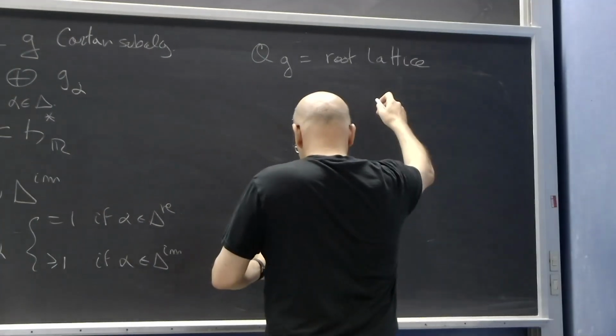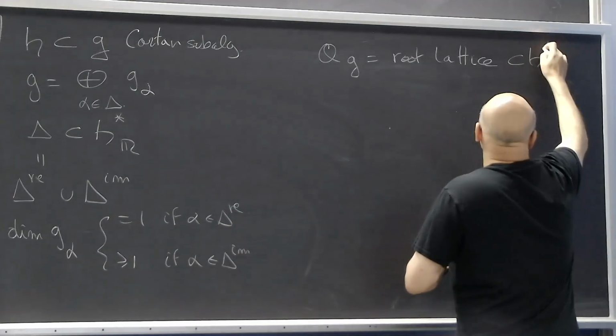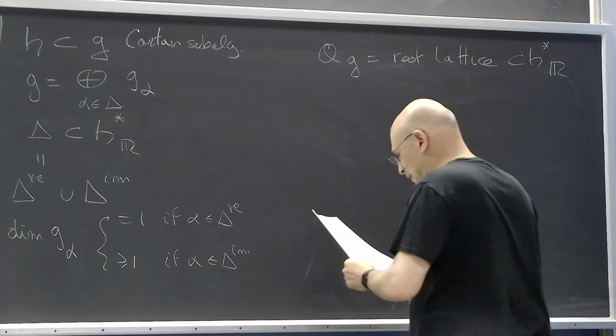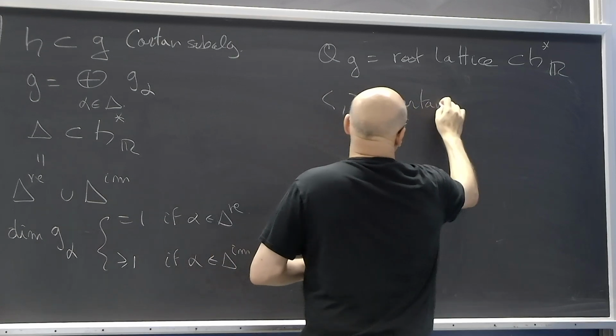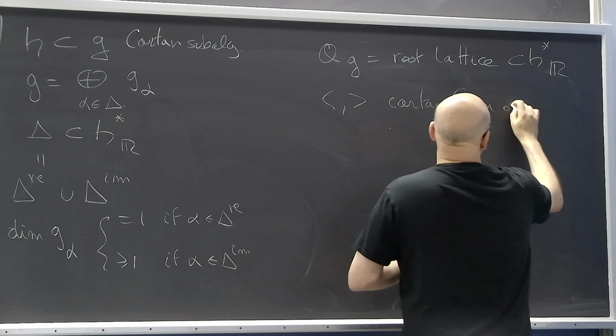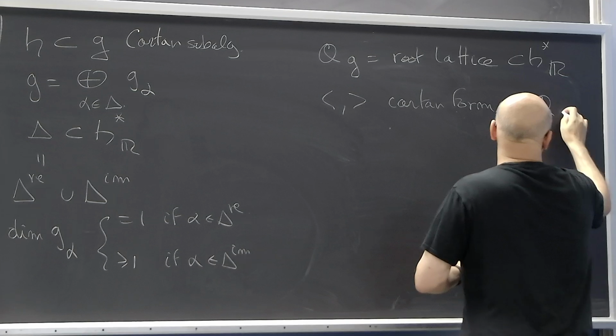OK, so we have the root lattice, which is the Z span of the roots, and there is a Cartan form on this root lattice.